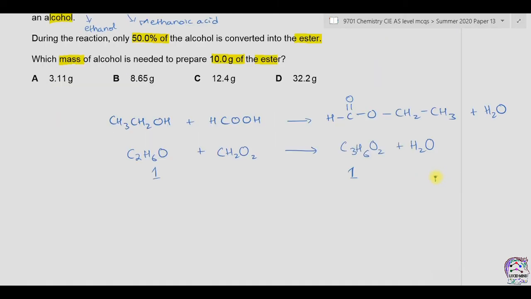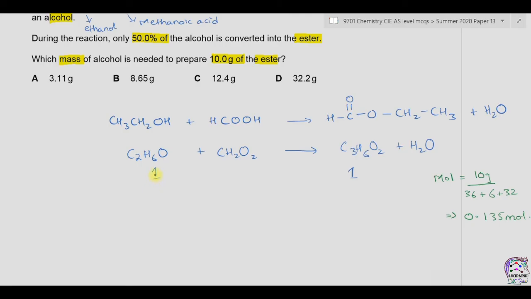Let's find how many moles of ester are there in 10 grams. So moles is equal to mass in grams, which is 10 grams, divided by Mr. The Mr of ester is 36 for carbon atoms, 6 for 6 hydrogen atoms, 32 for 2 oxygen atoms, and we have 0.135 moles.